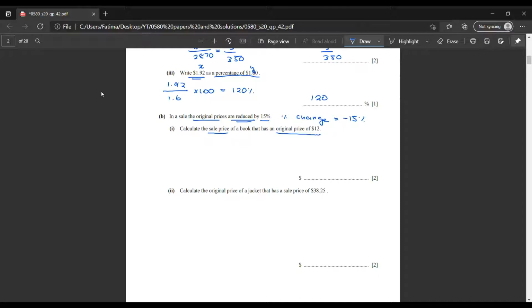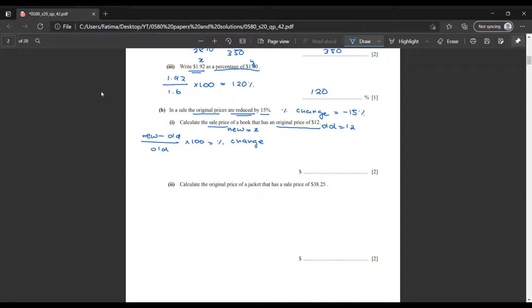We'd be using our percentage change formula, which is new minus old upon old into 100 to get our percentage change. Now in this case, our new value is what we need to calculate, so I will denote it as x, and our old value is given as 12. Applying all of that into the formula, that's x minus 12 upon 12 into 100 to get negative 15. Please be careful not to forget the negative.